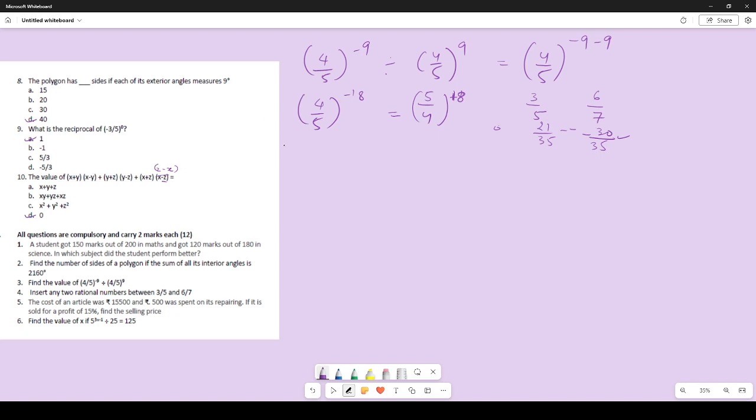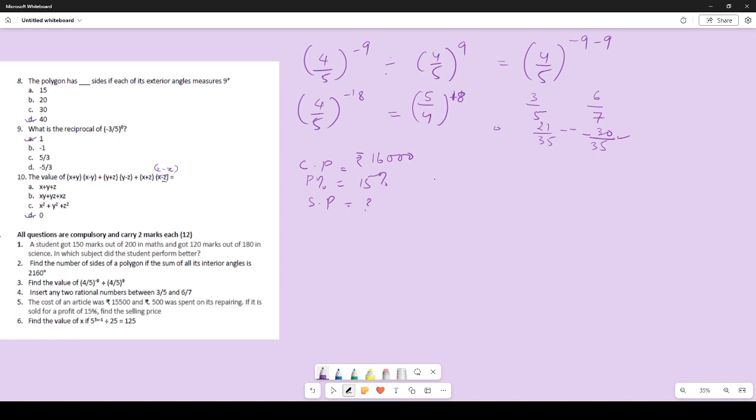The cost of an article was 15,500 and 500 was spent on its repairs. So that makes the total cost price 16,000. Then the profit percent is 15%, and you have to find the selling price.